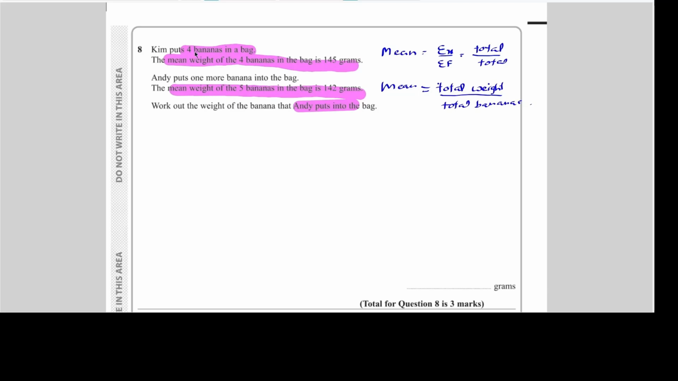Now, Kim puts 4 bananas in the bag. The mean weight of the 4 bananas in the bag is 145 grams. So, according to this formula, if I know the mean and multiply it by the total bananas, mean times number of bananas equals the total weight of the bananas, right? So I can get the total weight of these 4 bananas by cross multiplying this, right? Mean times total bananas equals total weight of the bananas, correct?